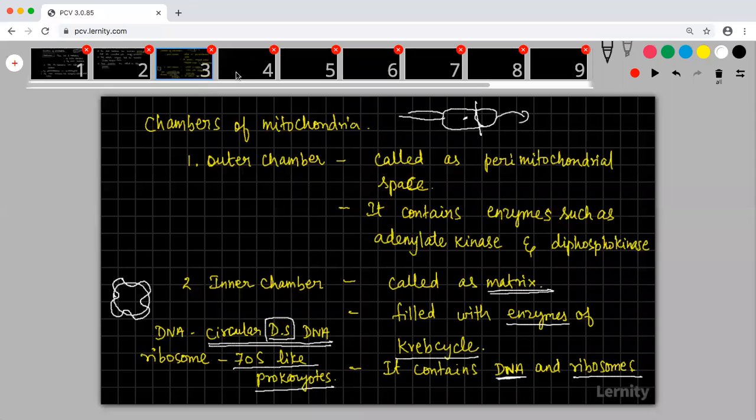The word peri indicates outer. The word peri means perimeter and all is coming from that word.